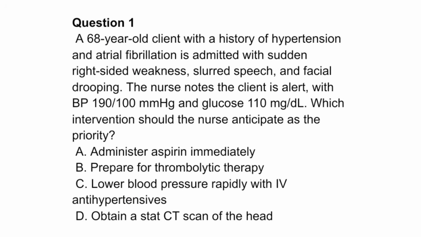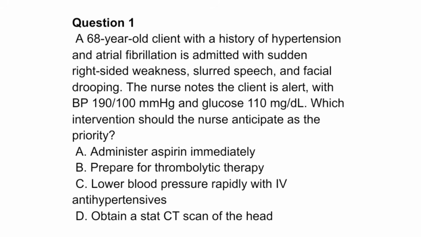Question 1. A 68-year-old client with a history of hypertension and atrial fibrillation is admitted with sudden right-sided weakness, slurred speech, and facial drooping. The nurse notes the client is alert, with BP 190/100 mmHg and glucose 110 mg per deciliter. Which intervention should the nurse anticipate as the priority?